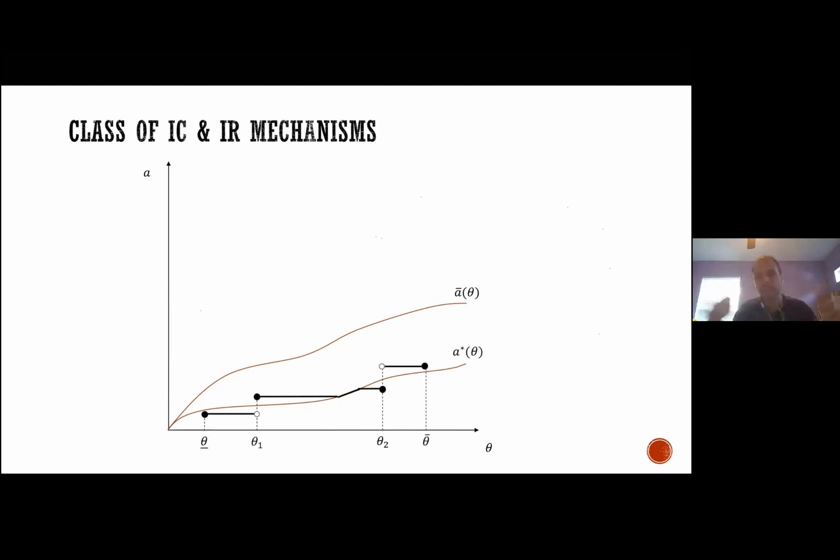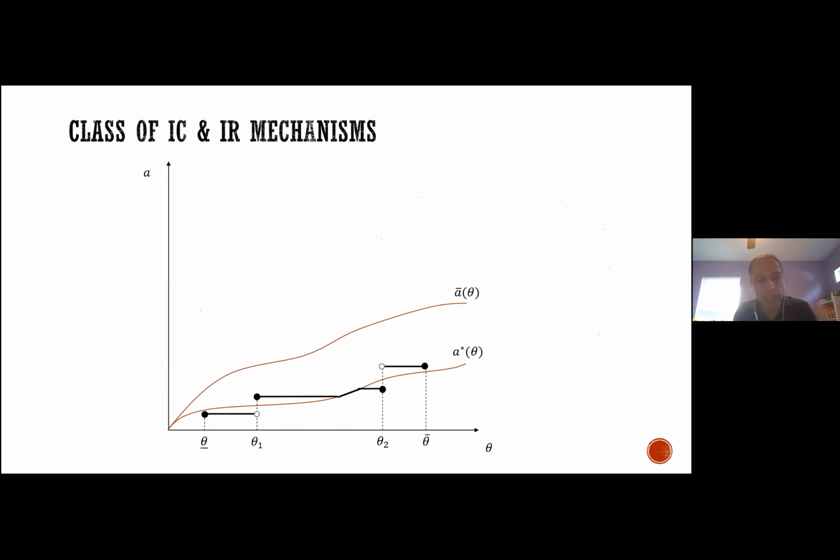I mean, the class of mechanisms can be fairly complicated. You can have all sorts of jumps. Notice I'm allowing for any finite number of jumps, so all sorts of jumps, then coinciding with the A star curve, then jump, then another jump, then coinciding with the A star curve. So it can be a complicated mess in terms of the class of mechanisms.